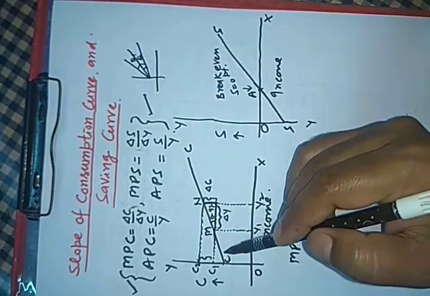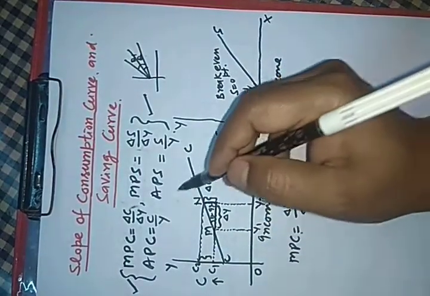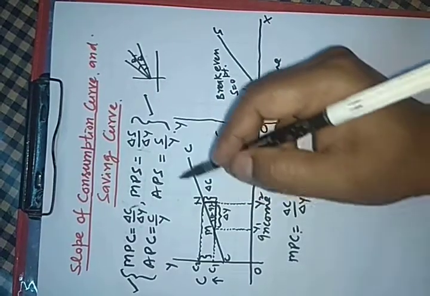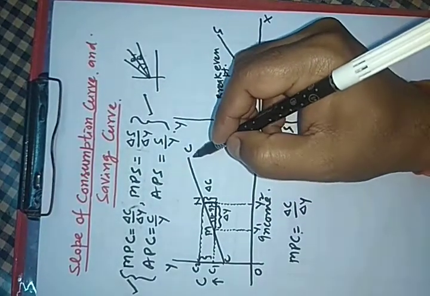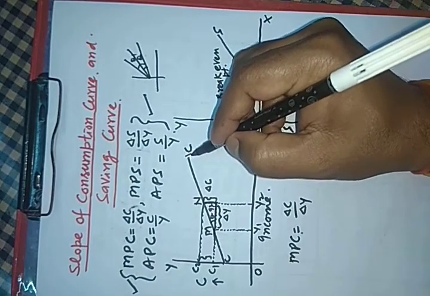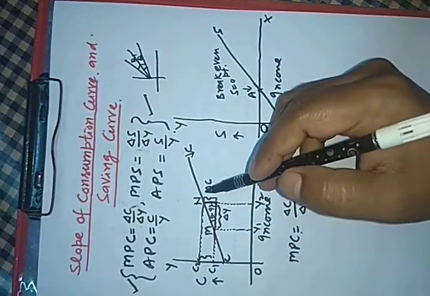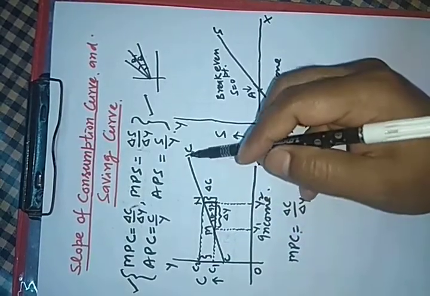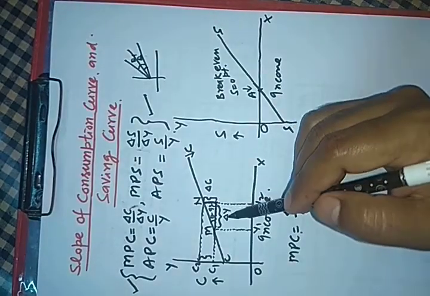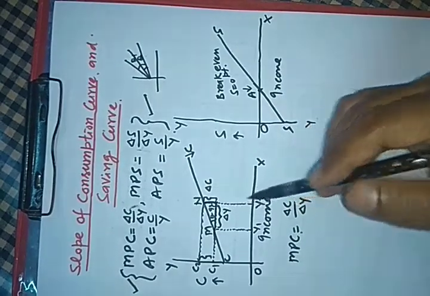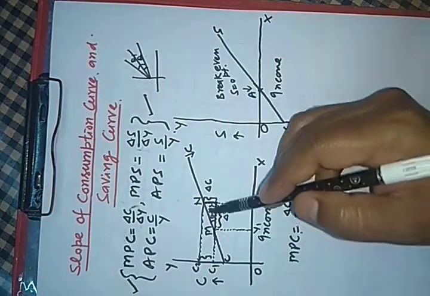Okay, so if this consumption curve is moved upward, then the slope of this curve will increase, and if the curve is moved downward, then the slope will decrease. But the purpose is how you can measure the slope of this consumption curve. This is very simple. You can find the change between the consumption and income, a simple ratio delta C upon delta Y, to denote this slope.